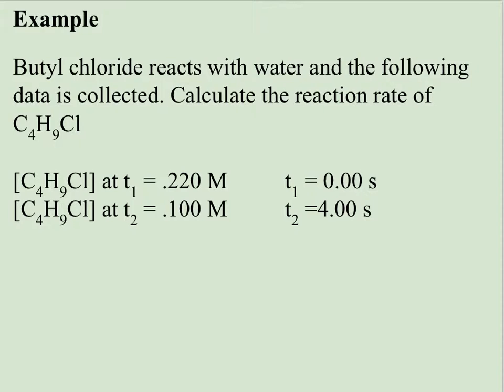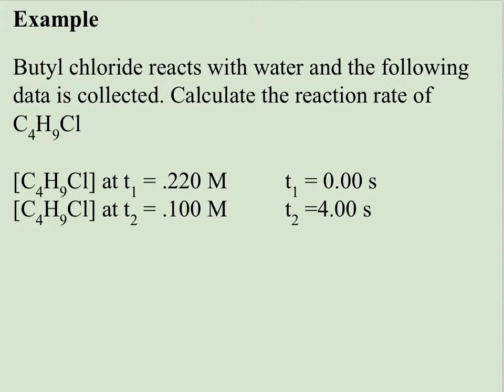Instead, what I need for my rate is I need to look at the change in concentration. So I went from 0.220 to 0.100. And my change in time, I went from 0 to 4 seconds or 4 to 0. If you want to, you can just take the big minus the little and then you'll have positive values. We're going to express it as a positive value anyway, so it really doesn't matter. But this difference would be 0.120 over 4 using my absolute values.